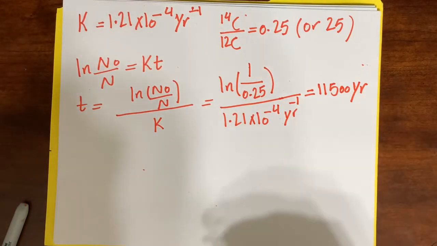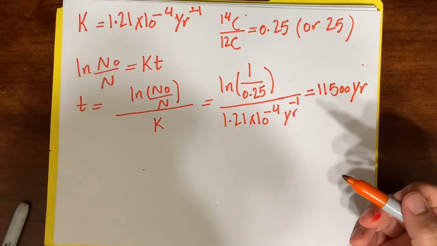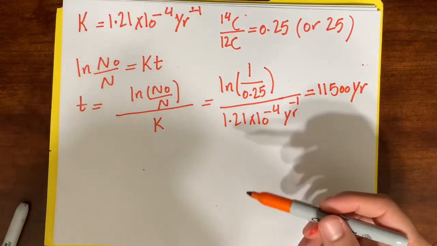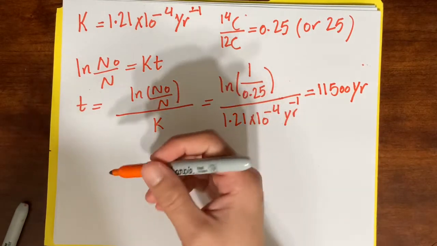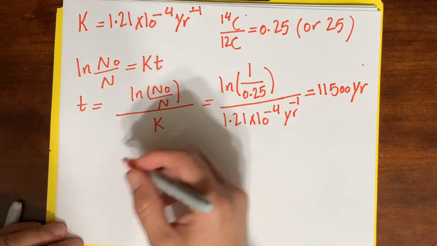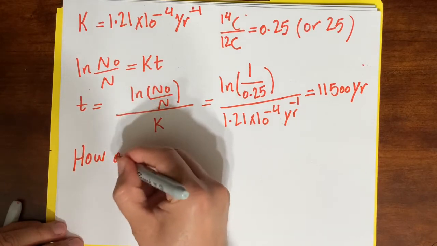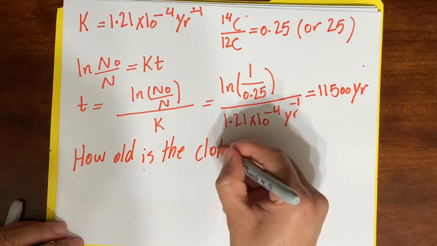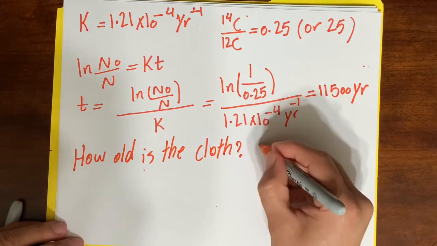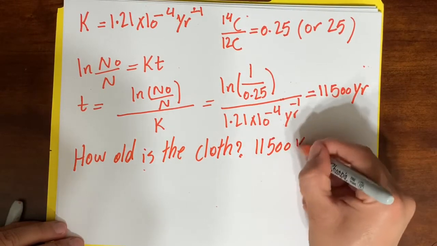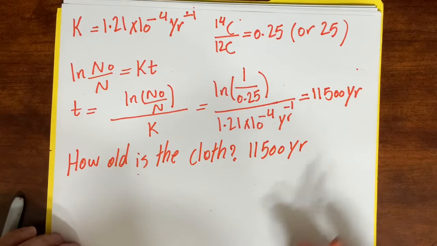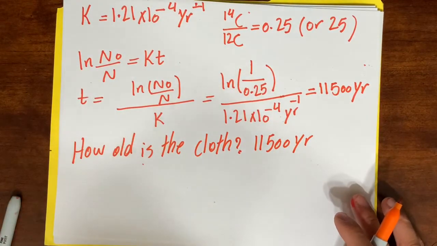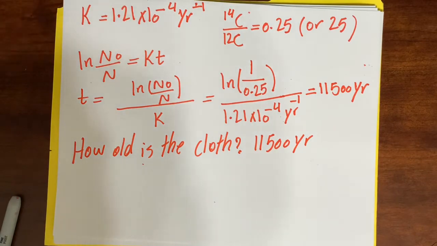Sorry, this is going to be the time, and time here is telling us the age of that cloth. So how old is the cloth? It will be 11,500 years. Okay, cool. So now we have practiced how to use those two formulas. We can do more questions.